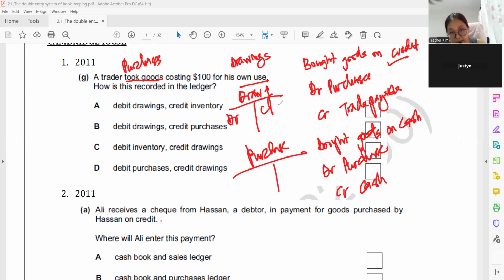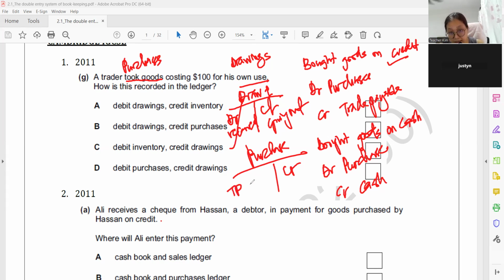Debit, credit. Debit is a receive. Credit is a giving out. So from this account, you think about drawing. Drawing, receive, or giving out? What do you think? Debit is a receiving. Credit is a giving out. Drawing actually is a receiving. Purchases is giving out, because when he bought, he debit here.